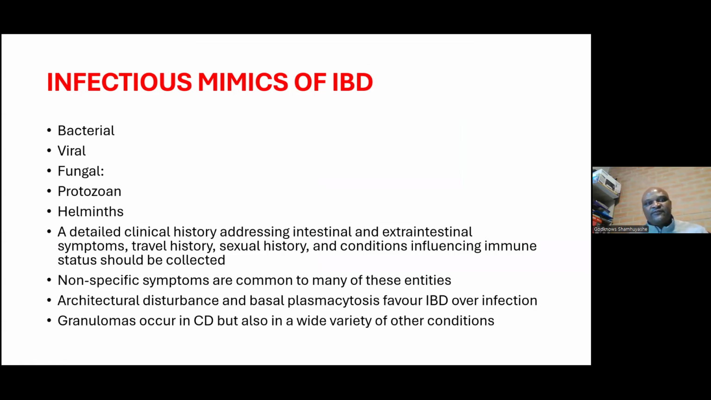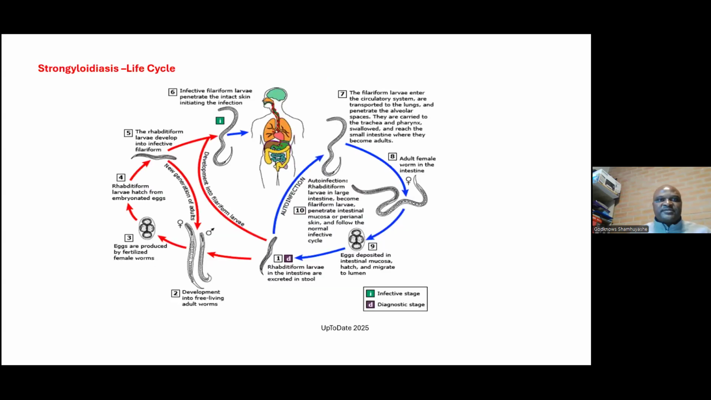They can be bacterial, viral, fungal, or protozoan, and one needs to get a detailed clinical history when addressing the intestinal and extra-intestinal symptoms. You also need to get a travel history, a sexual history, and also assess for conditions which can influence the immune status of an individual. Most of these conditions have non-specific symptoms, and on histology, architectural disturbances and basal plasmacytosis at times favor IBD over infection. Granulomas tend to occur in Crohn's disease, but there is also a wide variety of other conditions where you can have granulomas. So you have to broaden your differential when you are working up such patients.